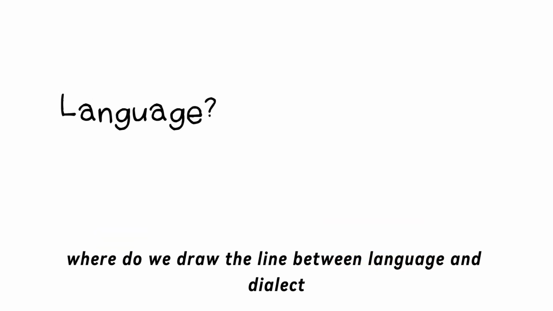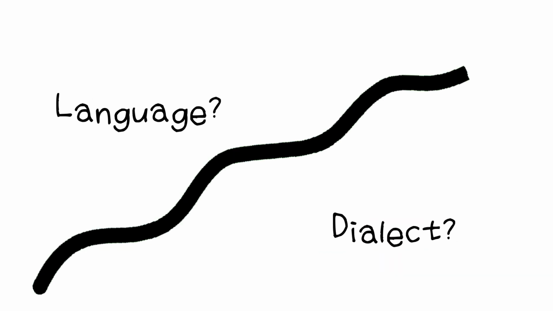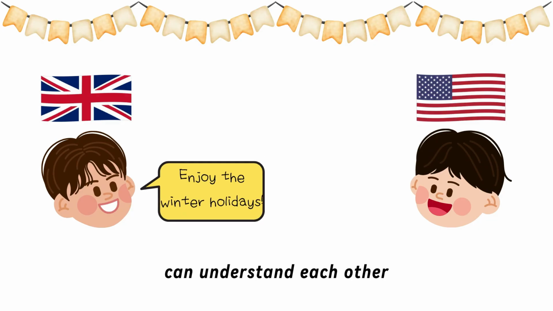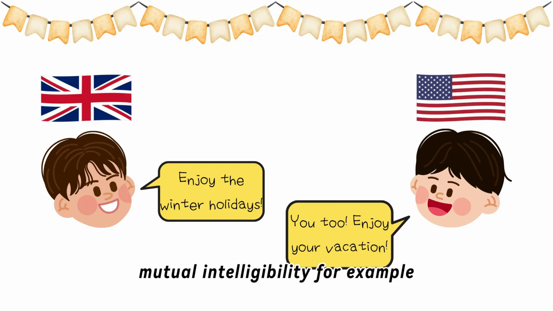So, where do we draw the line between language and dialect? Well, some say if speakers from both language varieties can understand each other, then they are dialects of the same language. This understanding is what we call mutual intelligibility.